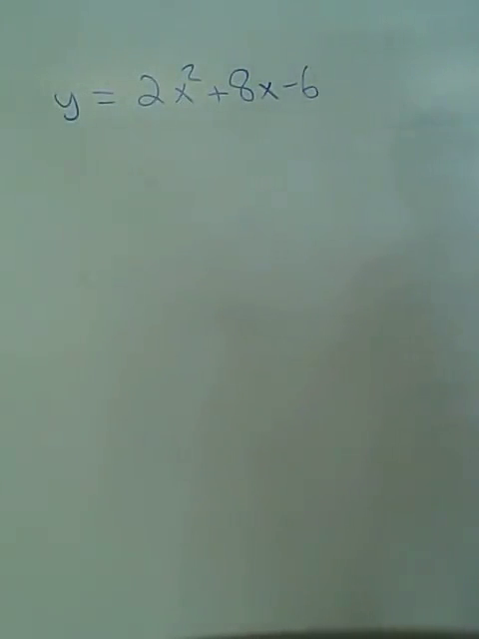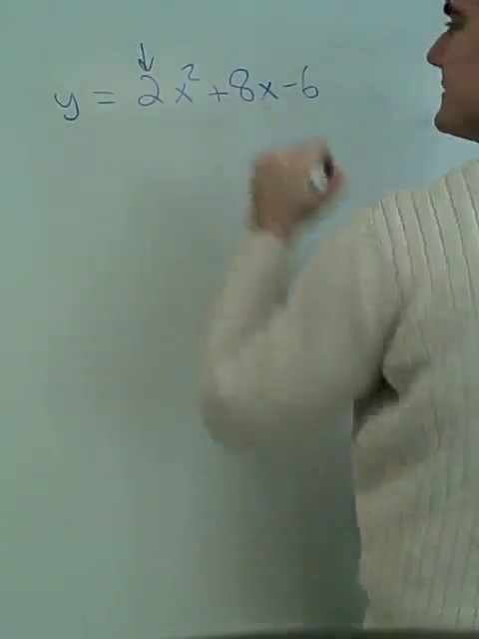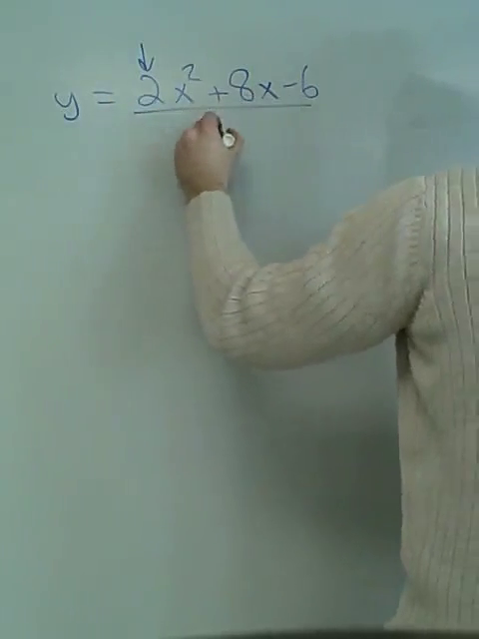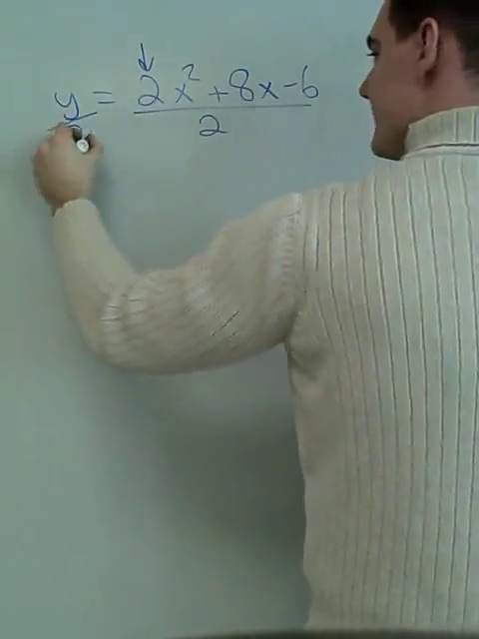What we're going to be doing today is completing the square to put our quadratic in vertex form. So the first thing we have to do is get rid of this 2 right here. We can't have it in the way if we want to do completing the square. So to get rid of it, we're going to divide everything by 2. So divide both sides of the equation by 2.